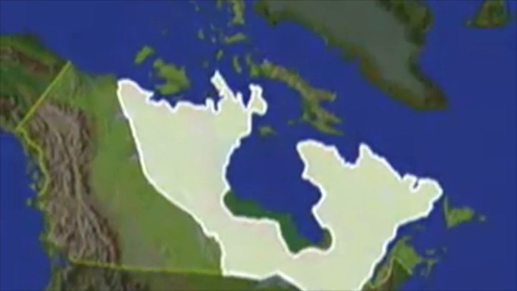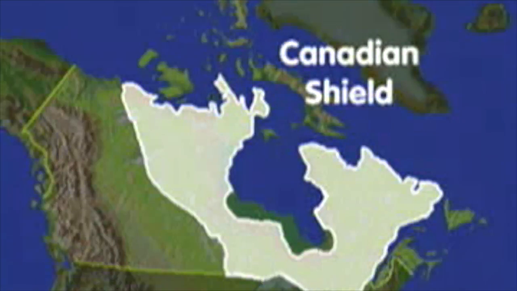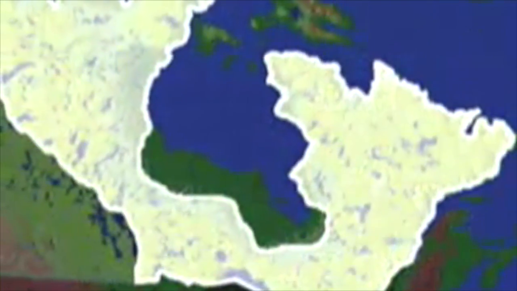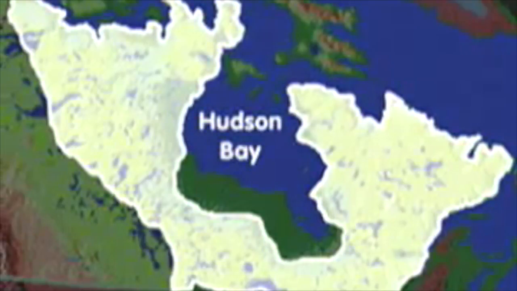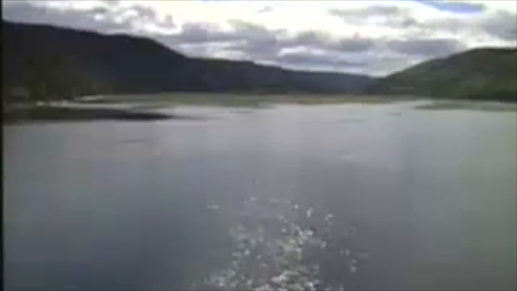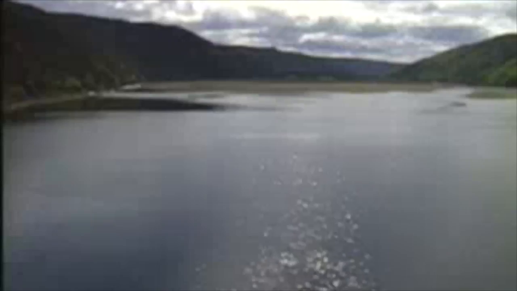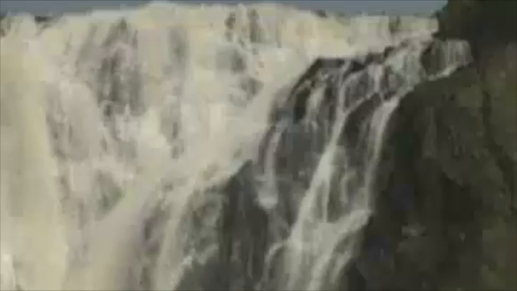Canada's largest region, the Canadian Shield, covers approximately 1/2 of the country's total land area. The Shield forms a vast horseshoe around Hudson Bay, except at the south. It is also an area noted for its thousands upon thousands of lakes, as well as spectacular rapids and magnificent waterfalls.